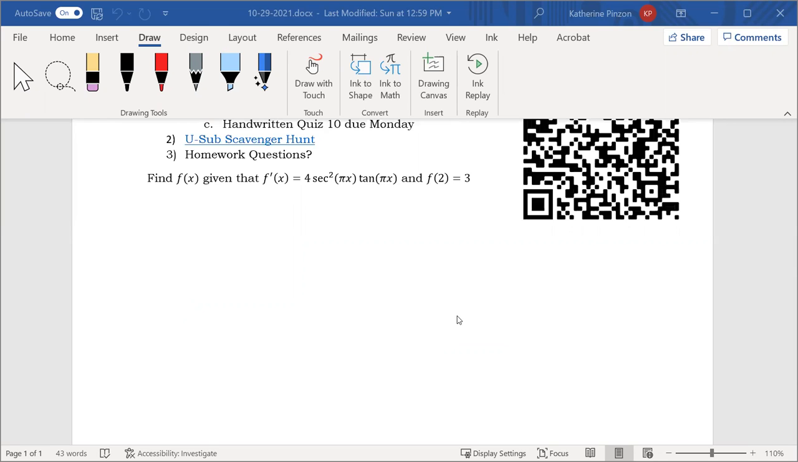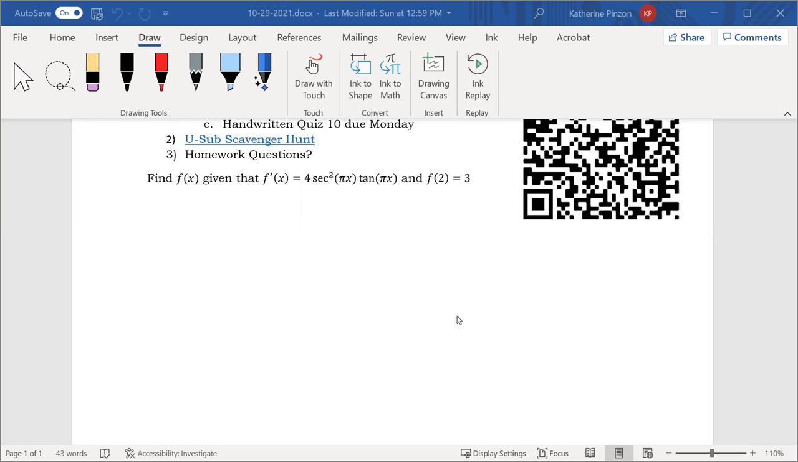Okay, find f of x, given that f prime is 4 secant squared pi x tangent pi x, and f of 2 is 3. So I have the derivative and I want to find the actual function. If I have the derivative and I want to find the actual function, what should I do? Take the antiderivative.